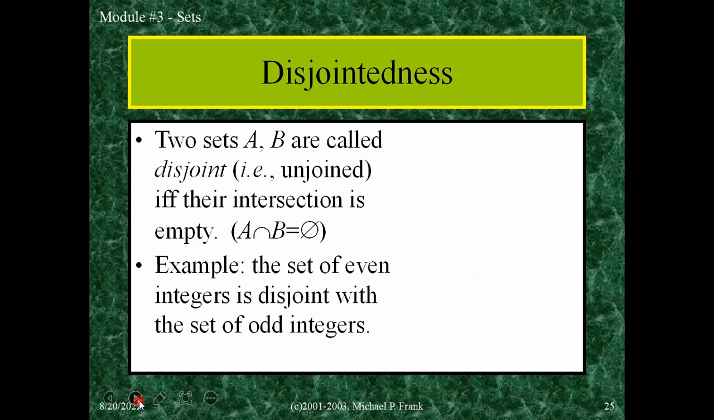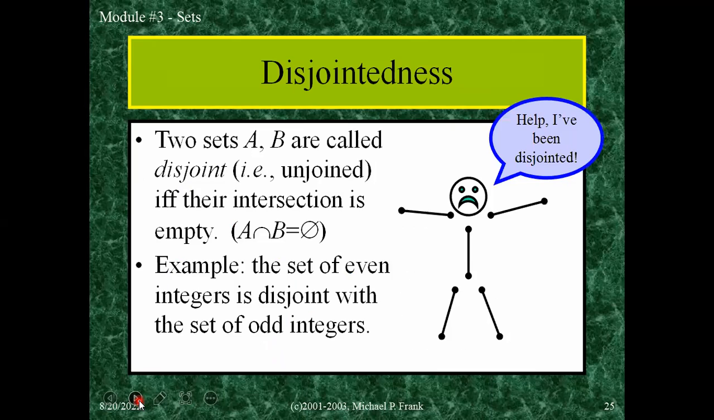Two sets A and B are called disjoint if there is no common element. Then both sets are called disjoint. For example, the set of even integers is disjoint with the set of odd integers.